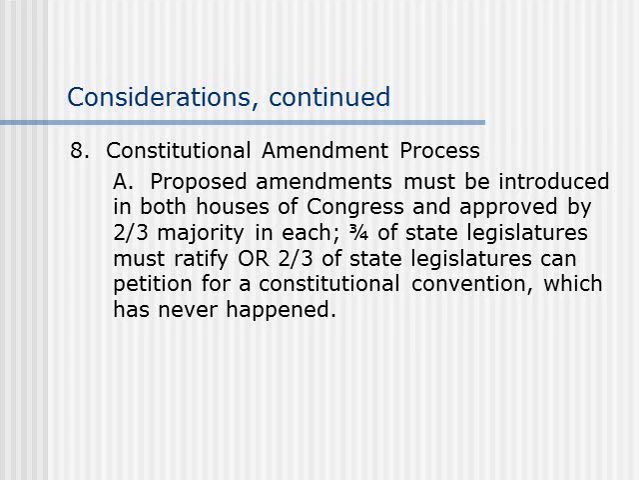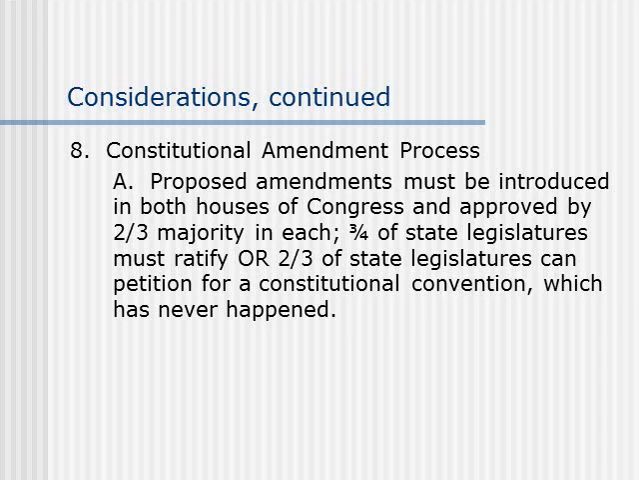Here's the way it works. You have to have a 2/3 majority in both houses of Congress, or you have to have a national constitutional convention, where 2/3 of the delegates approve an amendment. And then it goes to the states. And either 3/4 of the state legislatures ratify it, or they have a constitutional convention in the state, and that ratifies it.